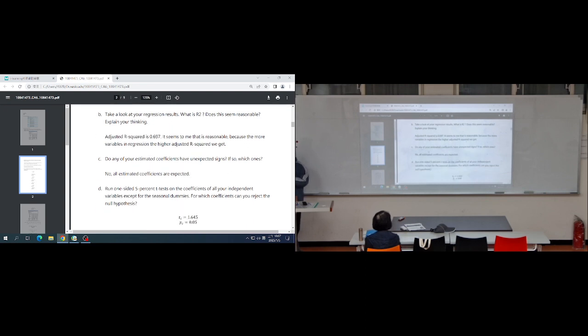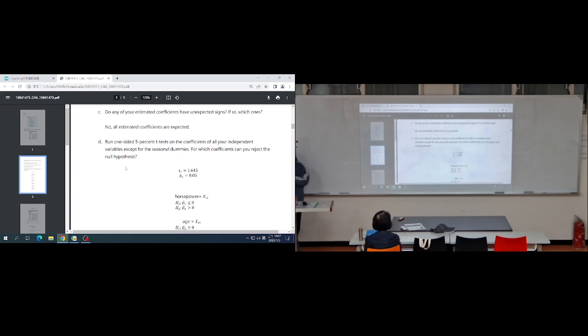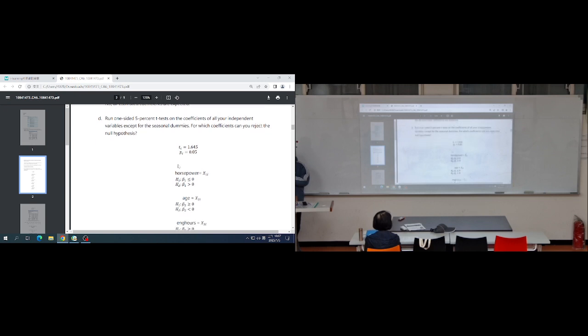And part C, I know all estimated coefficients are expected. And part D, just name one variable to do the presentation. You can choose any one of them. What do you want to choose? Horsepower. Okay, all right.